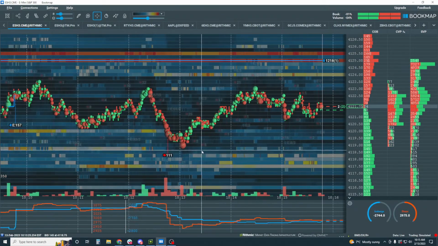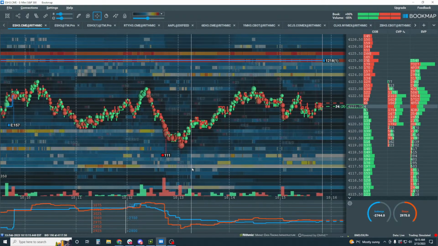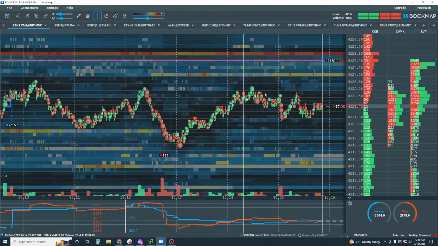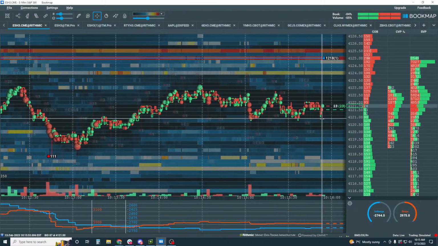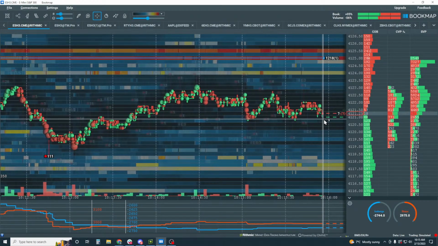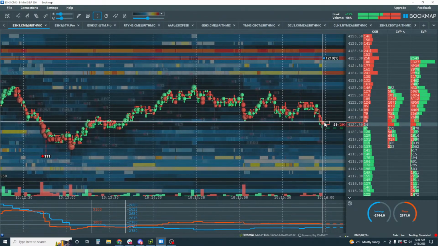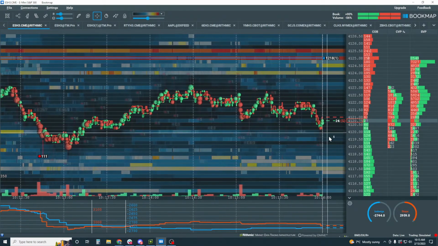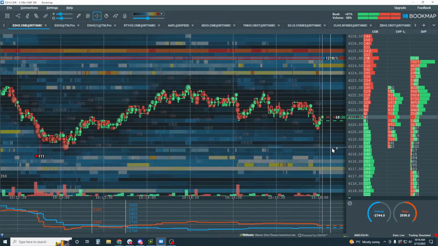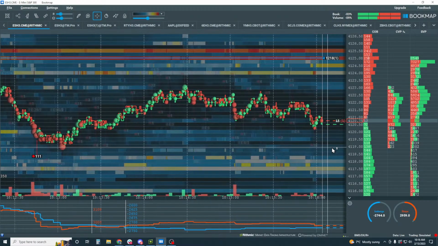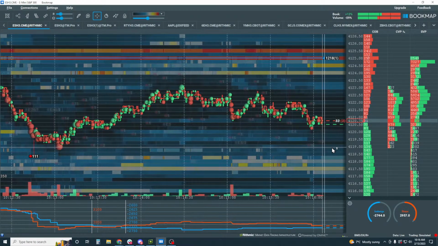We never got to 18, in fact, or 17 and a half, which was kind of curious. So let's see if we get enough sellers now to make that move happen. Here they come. Okay, sellers, we should be able to see a drop and at least retest down to this 19 level. Let's see if we can get that.